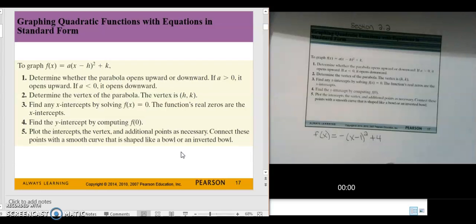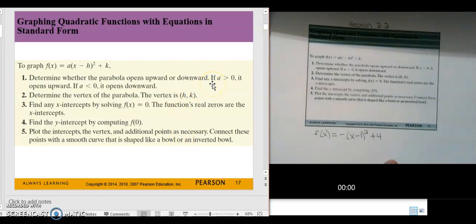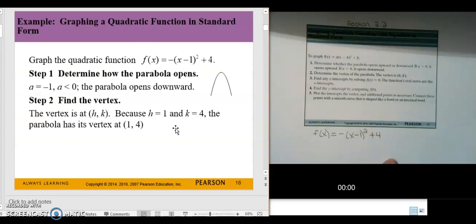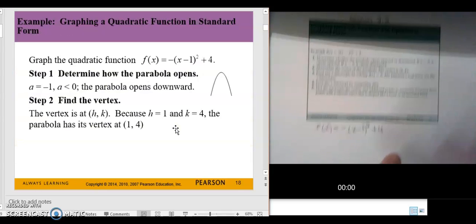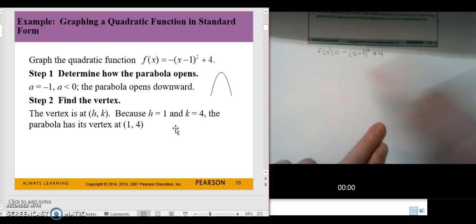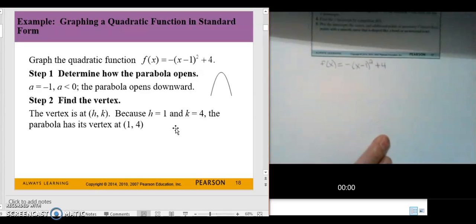Okay, so first thing we do is we decide if it opens up or down. This is what I actually have over here. By looking at A, then we determine the vertex. Then we determine any x-intercepts and then any y-intercepts, and then we go from there. So we're going to do this example. I actually have it written right here so I can go through the steps. So I'll just go ahead and move this up as I go through it.